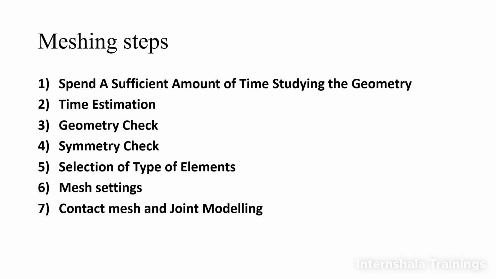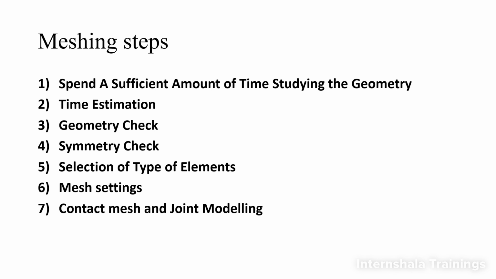Then the fourth one is symmetry check. As I have told you, we need to decrease the size of the model in order to increase the efficiency of the problem. For that purpose you can do a symmetry check, and if there is symmetry in the object, you can decrease the size of this particular model. And then you need to select the type of elements that you are going to mesh the object with, and you also have to set the mesh settings.